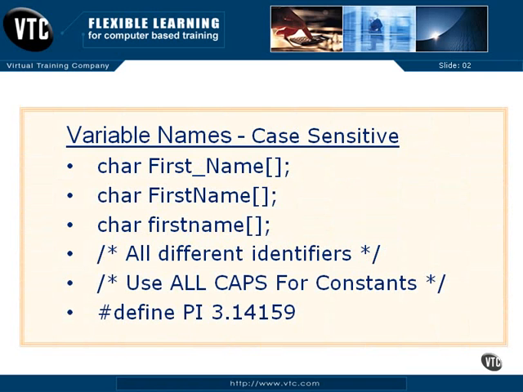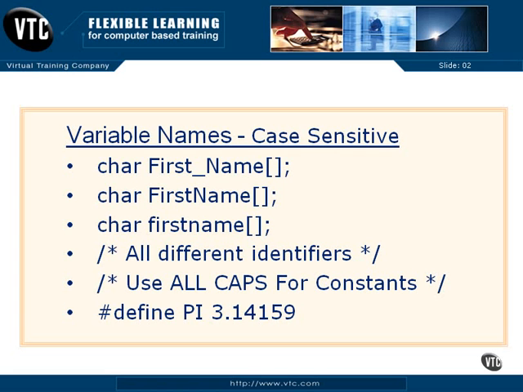Variable names are case sensitive. So there you can see first underscore name, first name, and character first name all in lowercase. Those are all different identifiers. And that would be very confusing inside your program when you're referring to those different first names with an underscore or without an underscore or without any uppercase characters at all. Those are all different to the language, and they would all be different locations in memory, and that would be a problem just for us trying to figure out what's going on in the program.